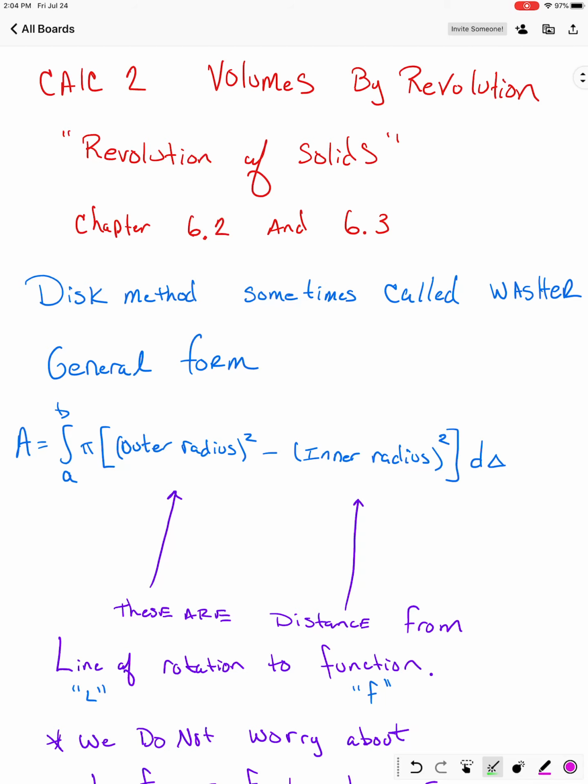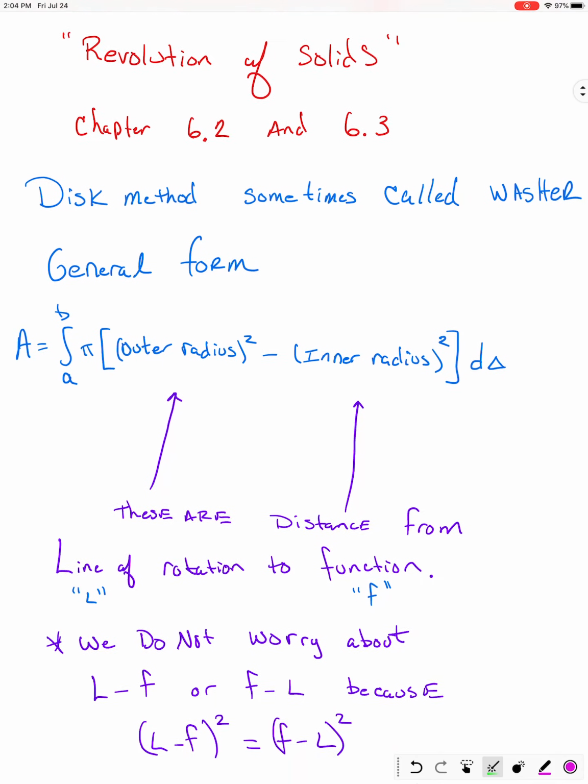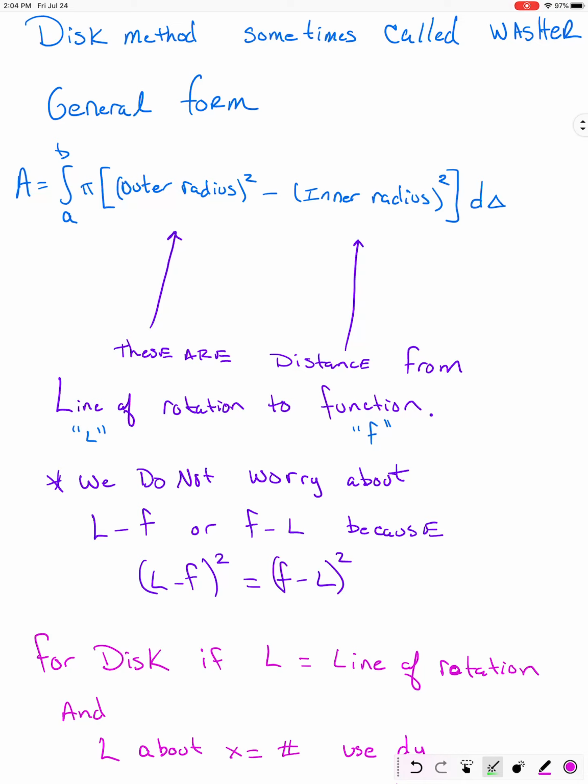what book you use, has a general form. So the volume is equal to the integral from a to b, and then we have a pi, and the pi gets multiplied by the quantity of the outer radius squared minus the inner radius squared.